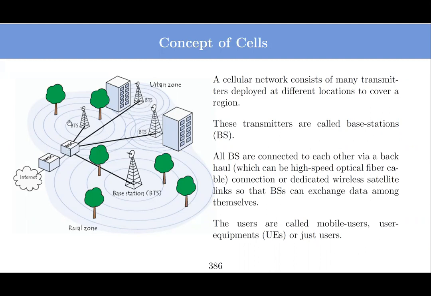And then there are a lot of other equipment here which route the packets and do billing and other things. This backhaul connection is generally wired, a high-speed optical fiber cable connection. Sometimes you may also see satellite connections which can connect to base stations. The users are known as users or mobile users, owing to their mobility. Those users can move to different places and can connect to different base stations.